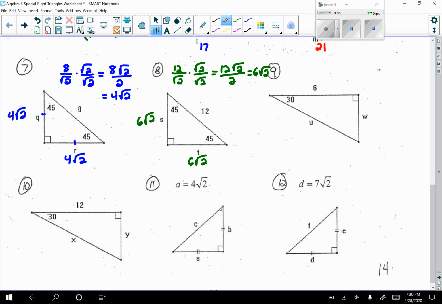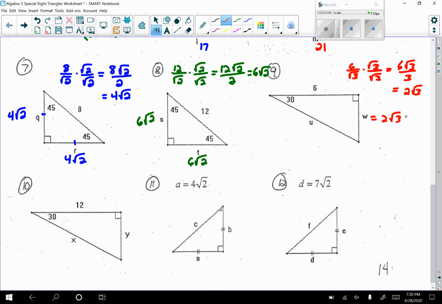All right, looking at number 9, we're given the short leg or the long leg, but in this case, the long leg does not have the radical 3 with it. So just like we were doing with 7 and 8, we're going to take that 6 and divide it by radical 3 to get the short leg. And then we need to rationalize. So here we're going to get 6 radical 3 over 3, which is equal to 2 radical 3. So our short leg is 2 radical 3. Then I need to double that.